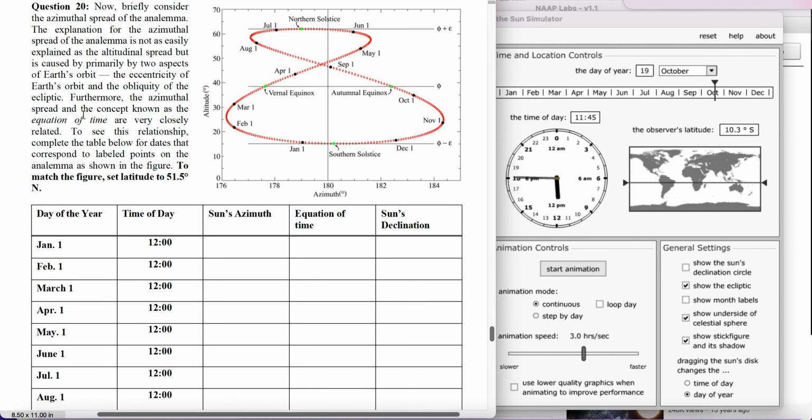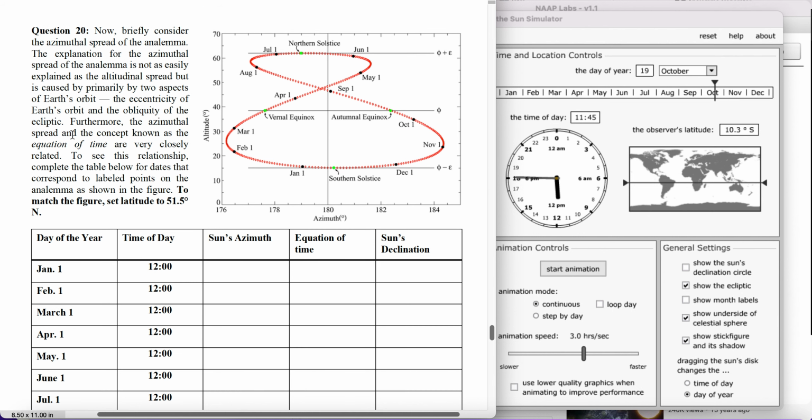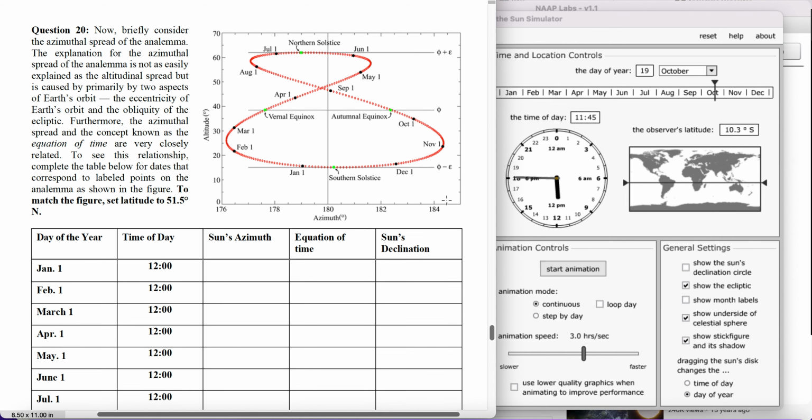Because it says here that the equation of time is very, very closely related to the azimuthal spread of the analemma. In other words, this idea, the equation of time, which I know is a crazy term, actually refers to just how wide the analemma is, okay? And by azimuthal spread, I'm essentially referring to its x values, right? If this graph is x and y, y for vertical, x for horizontal, then azimuthal spread is just how far it moves along this horizontal axis. It's the x-axis, okay?